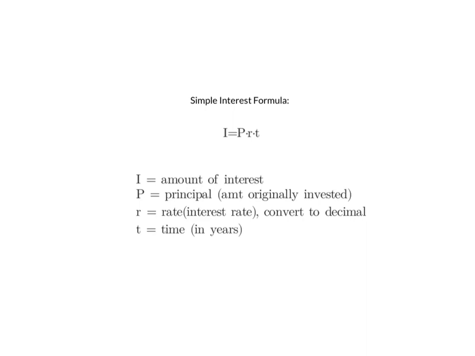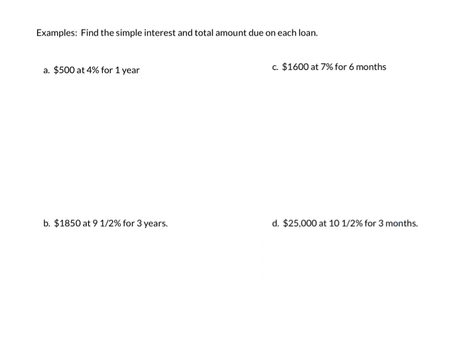So I is the amount of the interest. P, we refer to this as the principal. This is the amount originally invested or borrowed. R is our rate, our interest rate, which is going to be our percentage. We want to make sure that we convert to a decimal. And then T is our time, and we do want to be careful because time is going to be in years, not months, but in years. Okay, so let's go ahead and look at some examples.